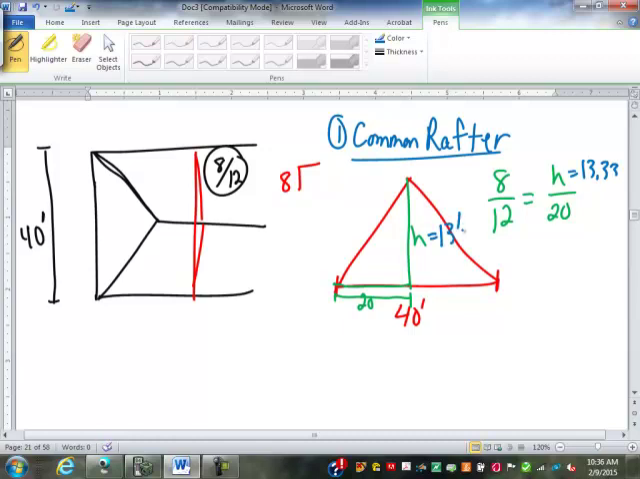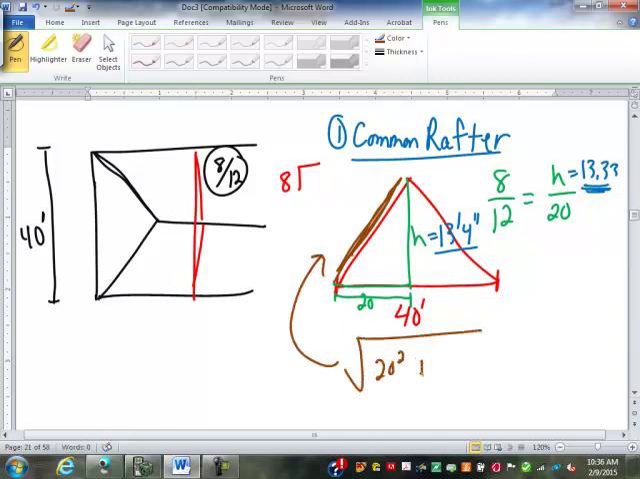13 feet and how many inches? 4 inches is the height. Now, we're going to write it in as 13.4, but we're going to keep that 13.33 handy because that's what we need to calculate with. Why do we need the 13.33? Because what we really want is the length of this out here. How do we find that length? Perfect. It's the square root of 20 squared plus 13.33 squared.